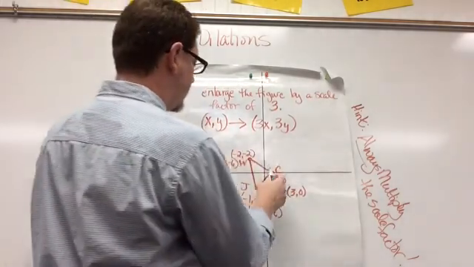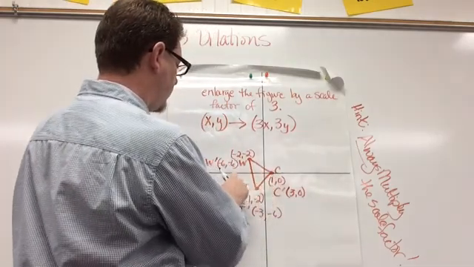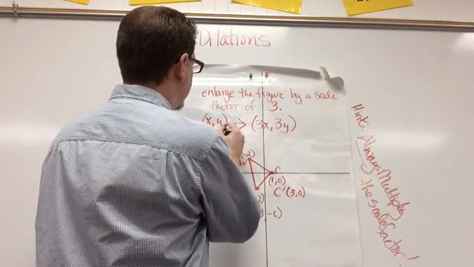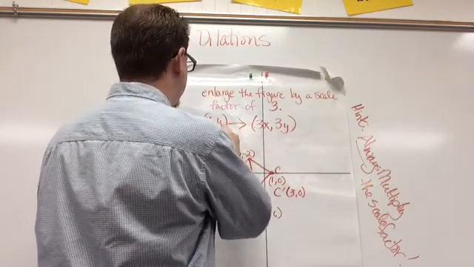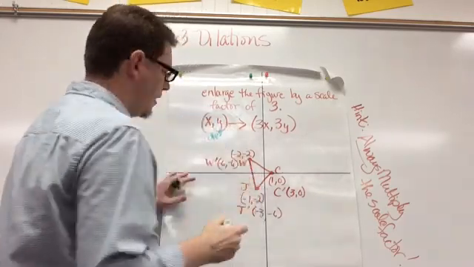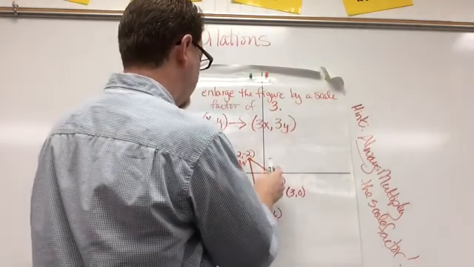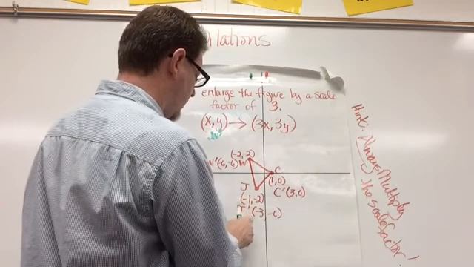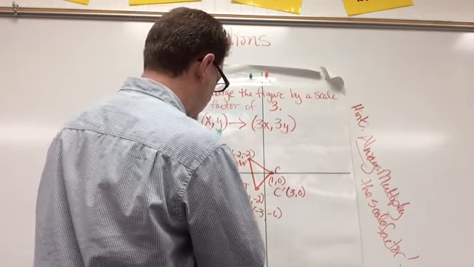So what's -6, -6? 1, 2, 3, 4, 5, 6. 1, 2, 3, 4, 5, 6. Right there in the middle of that. That's W prime. And then J is -3, -6, -1, -2, -3, 1, 2, 3, 4, 5, 6. There's J prime.